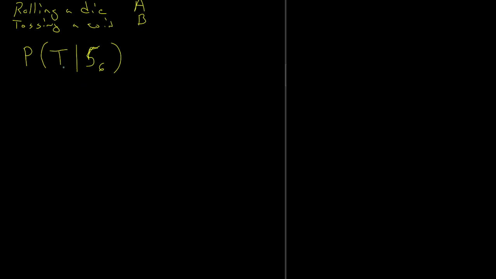Well, it doesn't matter what I rolled on the die. It doesn't change the sample space for flipping a coin. In fact, it doesn't matter which order I do these in, right? If I roll a 5, I go flip a coin, it's still a 50-50 chance. And so that probability is 1 in 2. And we say these events are independent.